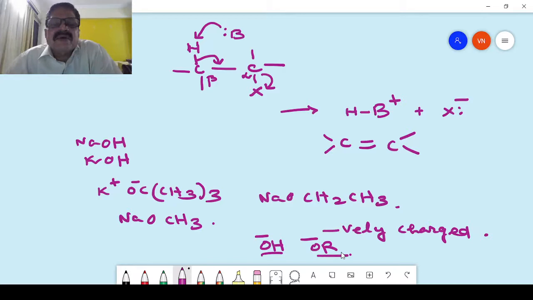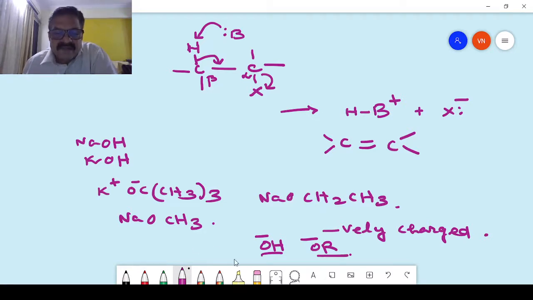Then we have to identify the beta carbon. In certain cases there will be only one beta carbon, in others there will be many beta carbons, so we have to identify all the beta carbons. These are the carbon atoms with hydrogen atoms adjacent to the alpha carbon. Then we remove the H and X from the alpha and beta carbons, forming a pi bond. This is the way the elimination reaction takes place.